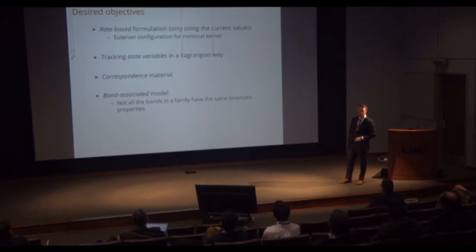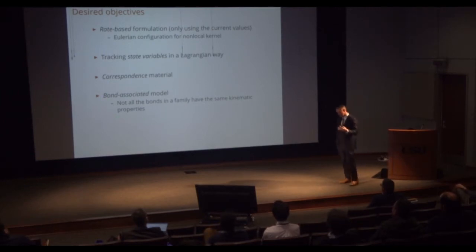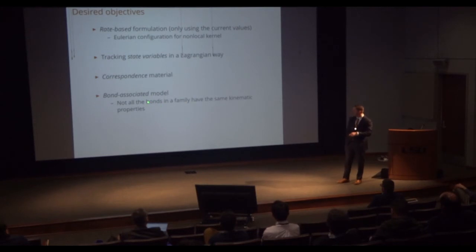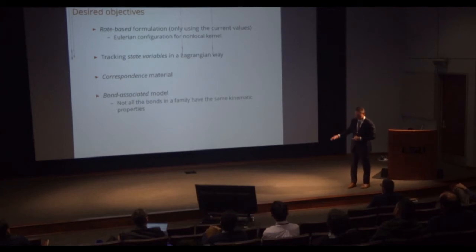We want to use a correspondence material because we want to borrow from this wealth of great constituent modeling that's done in the classic local theory. And the final thing is we'd really like to use this so-called bond-associated model, which Dr. Medenci did a great job of explaining earlier. Essentially, you don't just have a single deformation gradient that's been distributed to all the bonds, but rather each bond has its own deformation gradient, or, as you'll see in what we're proposing, the velocity gradient, because we're doing everything in the current configuration.